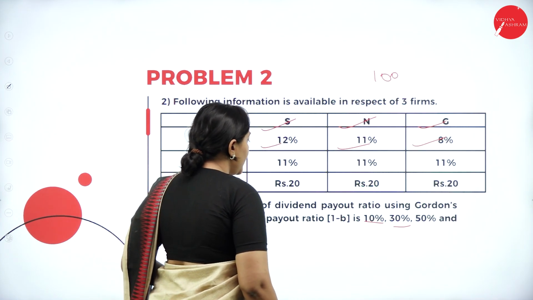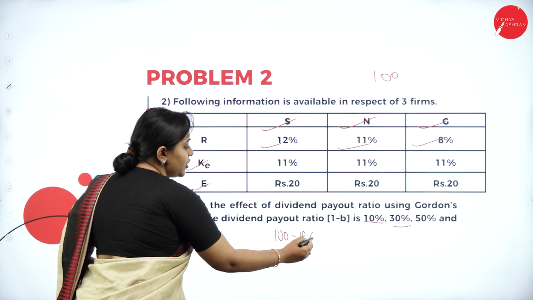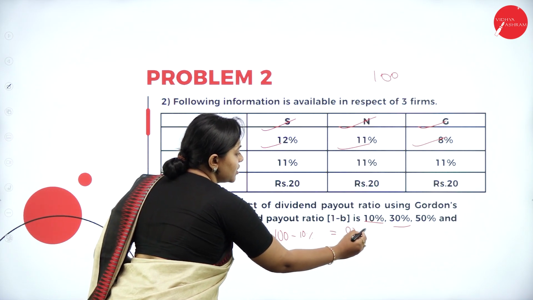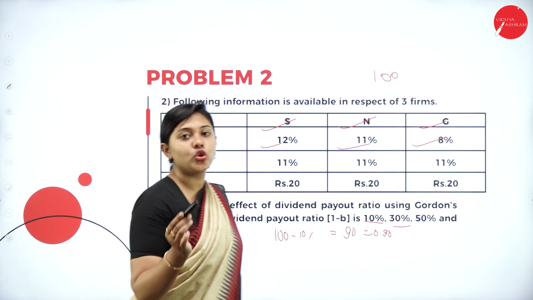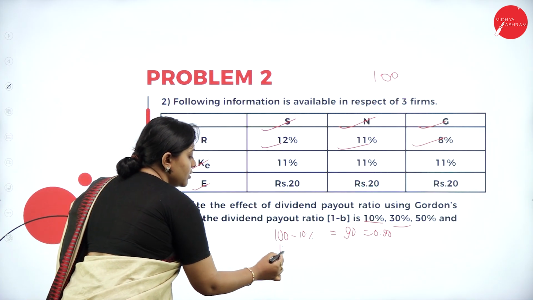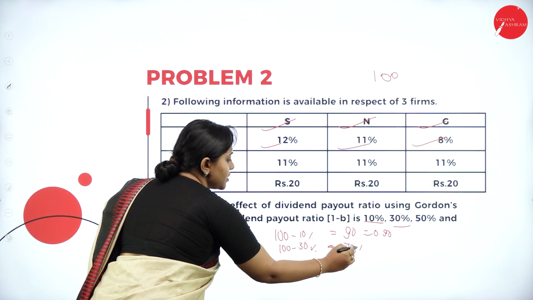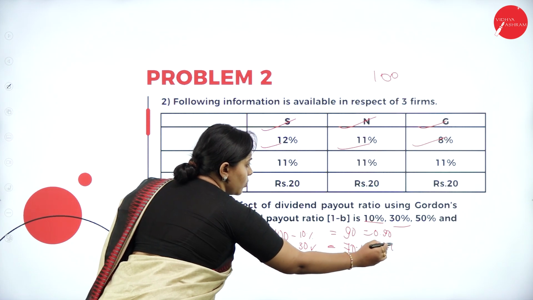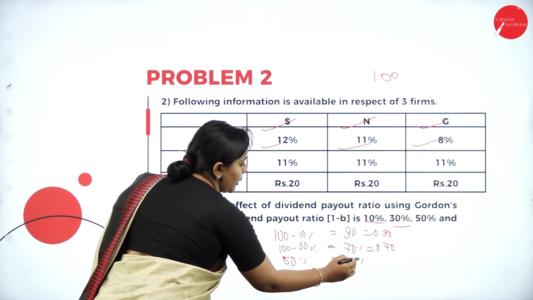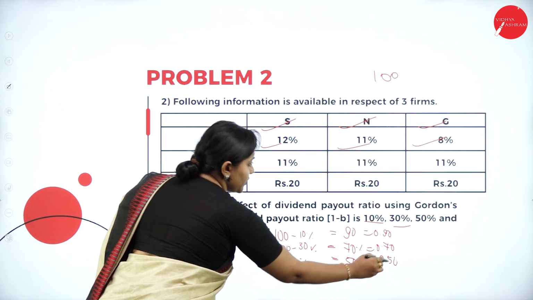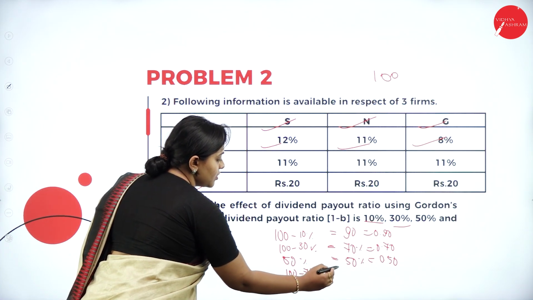So let us calculate. If the dividend payout ratio is 10%, your retention ratio will be 90%, that is 0.90. And when the dividend payout ratio is 30%, it is 70%, that is 0.70. Next, 50%, it is 50% only, 0.50. Next, we have 70%, 100 minus 70, it is how many percent?